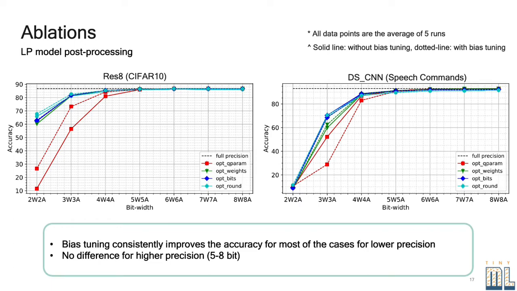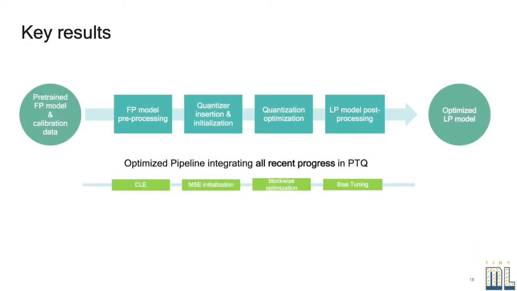This slide shows the result of post-processing with and without bias tuning. For different optimization variables, we can see that the dotted line, which uses bias tuning, consistently outperforms the solid line without bias tuning, except for this optimizing quantization parameter case, Q parameter case here, and for higher precision, there's no difference.